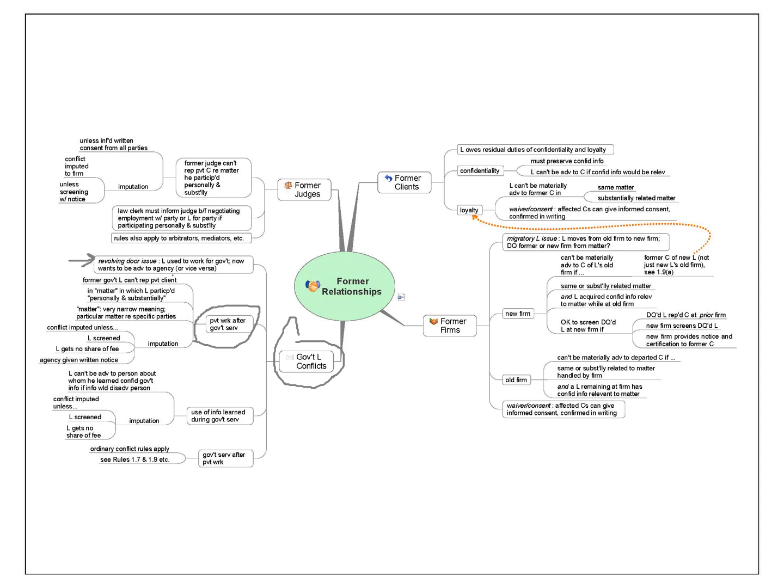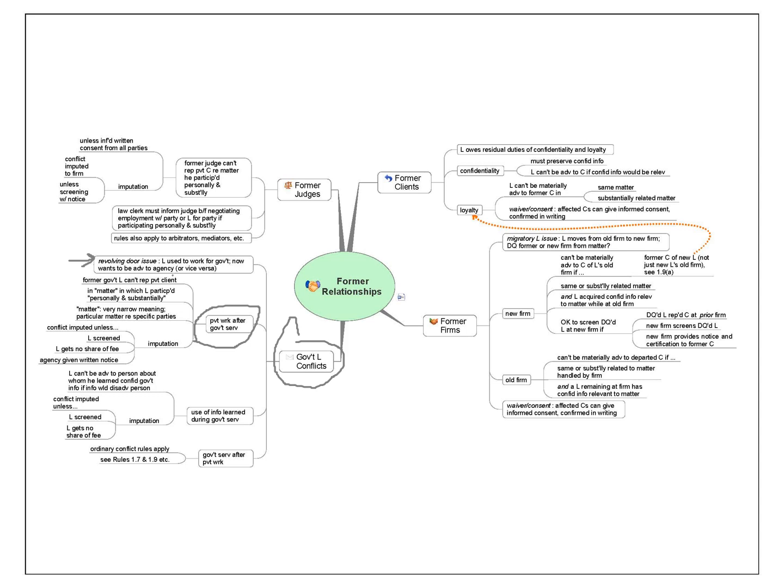The former government lawyer can't represent a private client in a, quote, matter, close quote, in which the lawyer participated, quote, personally and substantially. And matter is defined by this rule very narrowly: it's a particular matter involving specific parties. Is that conflict imputed? Yes, unless the lawyer is screened, the lawyer gets no share of the fee, and the agency gives written notice.